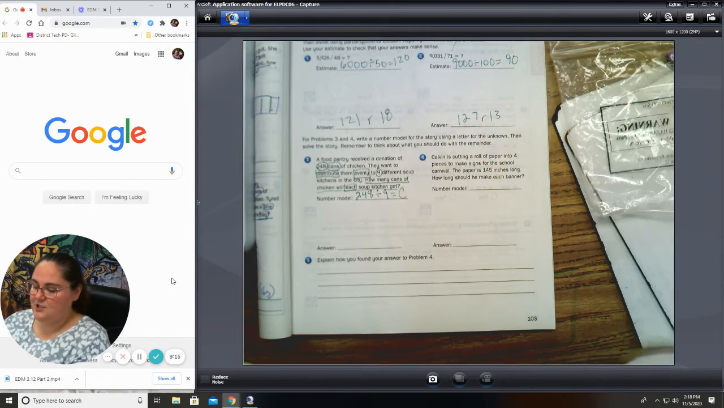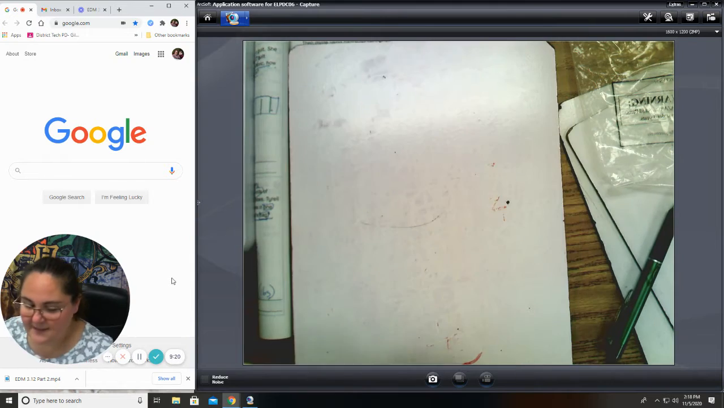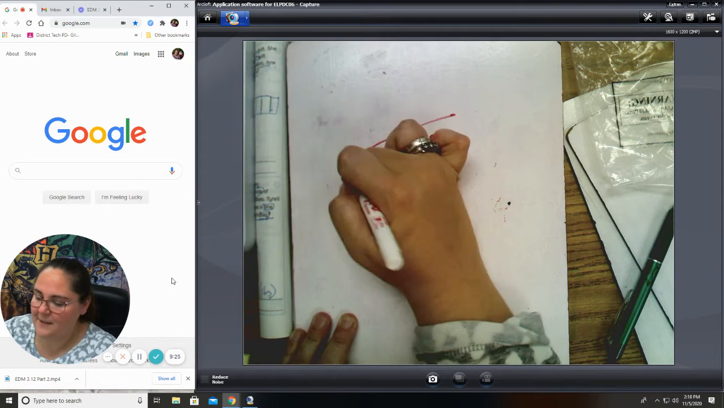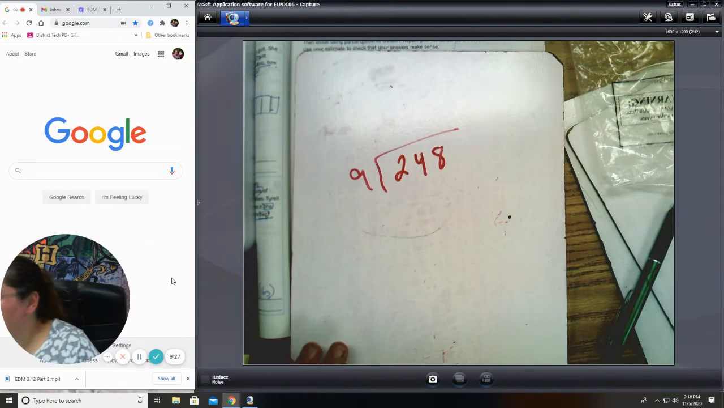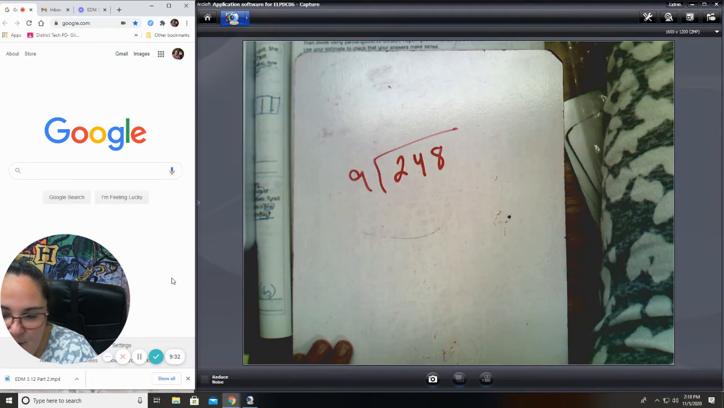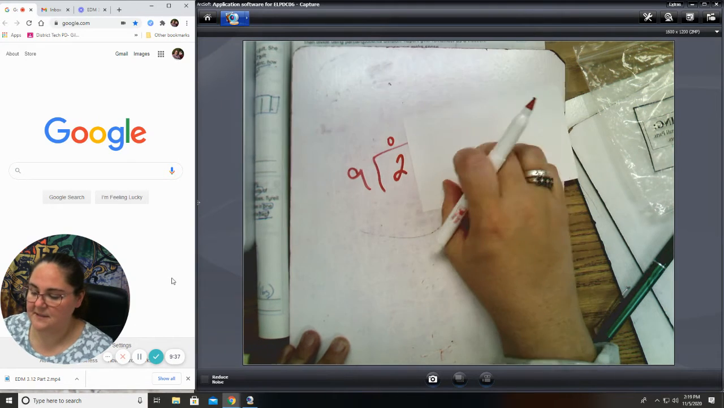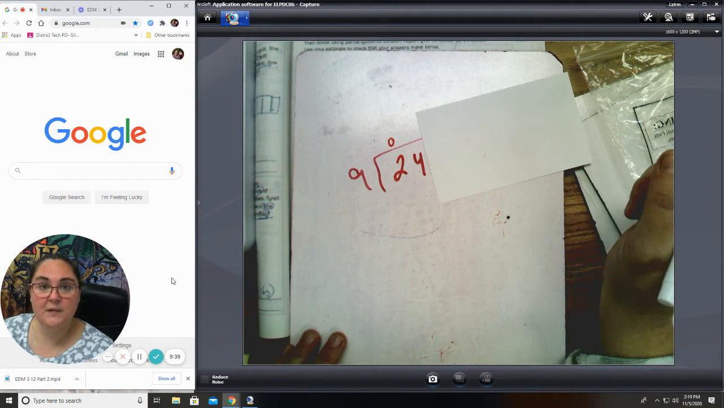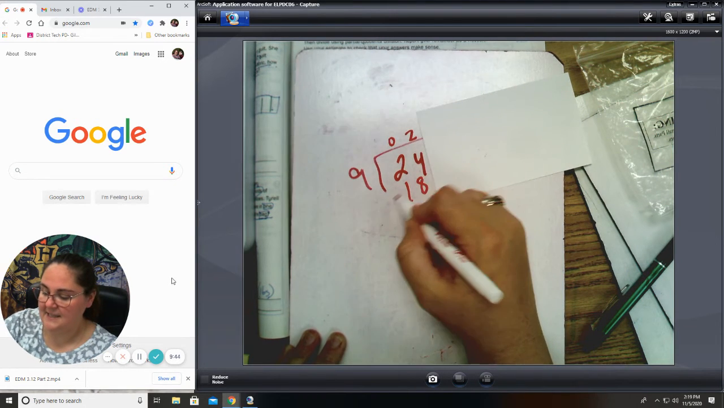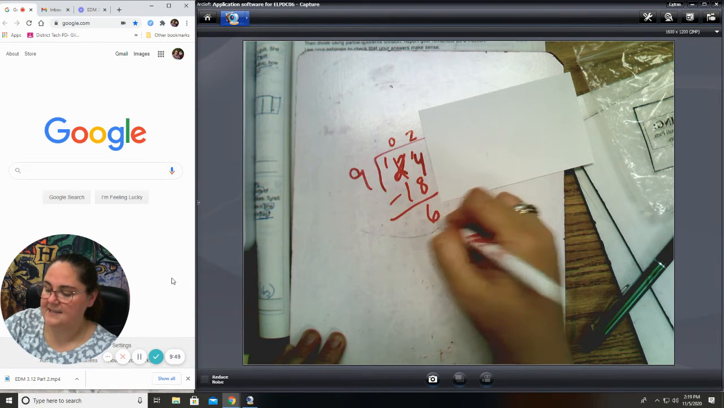All right, let's do the math. 248 divided by 9. 248 divided by 9. All right, I'm going to do traditional because that helps me. I'm going to use my little card to help me out because I use it to block the numbers. Let's see. 9 goes into 2 0 times. 9 goes into 24 2 times. 2 times 9 is 18. And you have 6 left over.